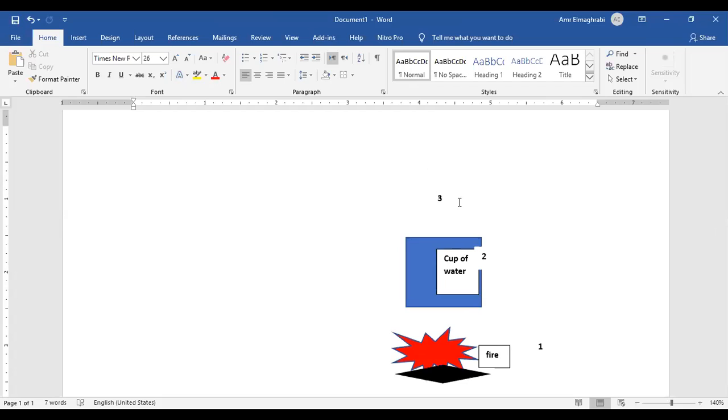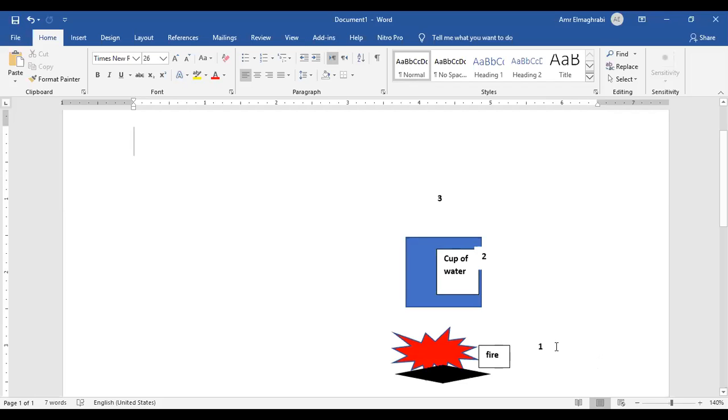Number 1 convection. Okay, the heat traveled by convection. Gas. You talk about gas. Okay, number 2, conduction. What about number 3? Radiation. Okay, let's check my answer.